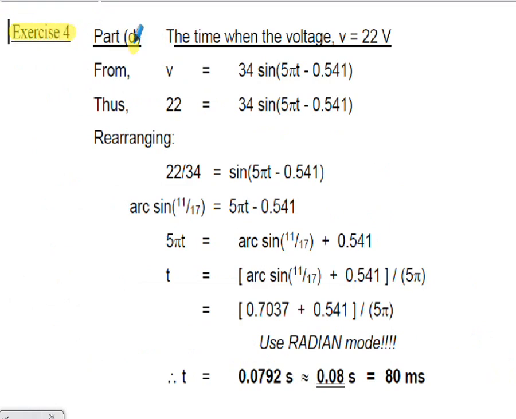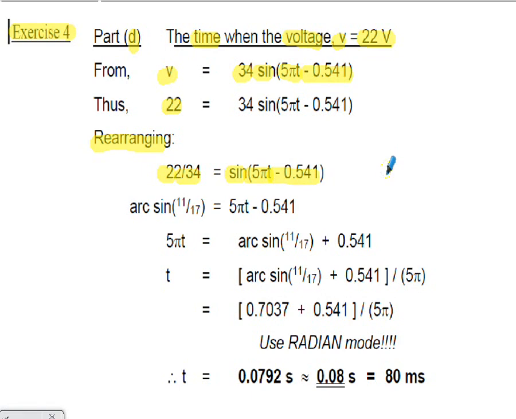Exercise 4 continued, part D. We're asked to calculate the time when the voltage, little v, is equal to 22 volts. From the equation v is equal to 34 sine of (5 pi t minus 0.541), all we do is put the 22 on the left hand side. We're now going to rearrange the equation to make t the subject. First I divide both sides by 34. On the left hand side I get 22 divided by 34, equal to sine of (5 pi t minus 0.541).